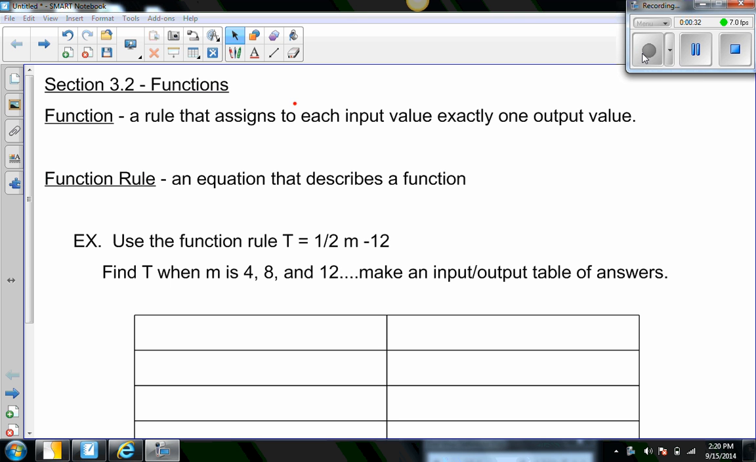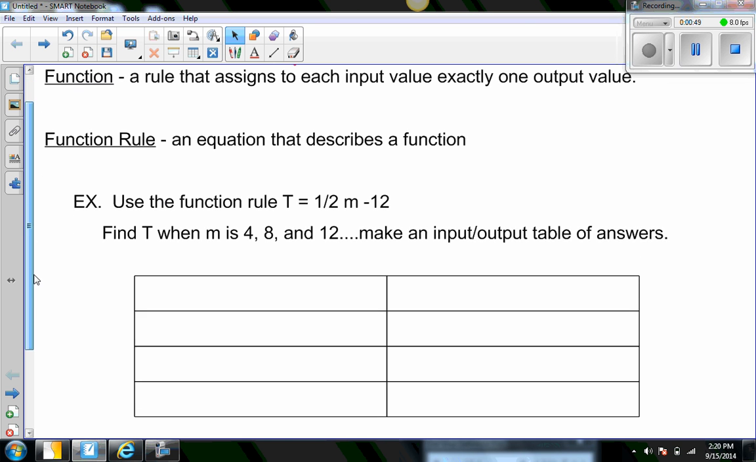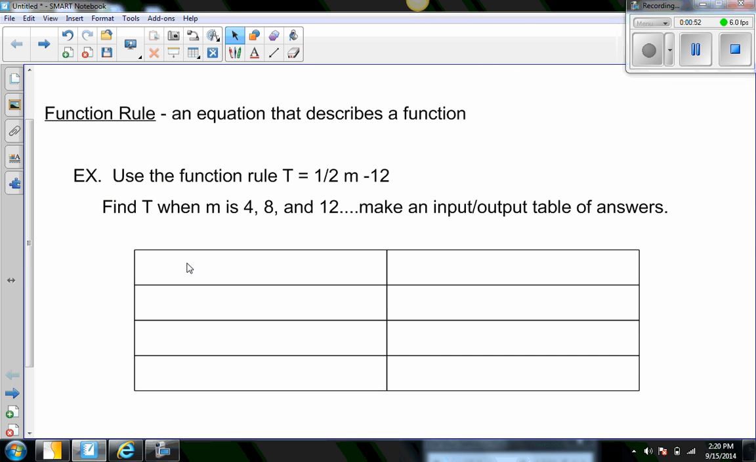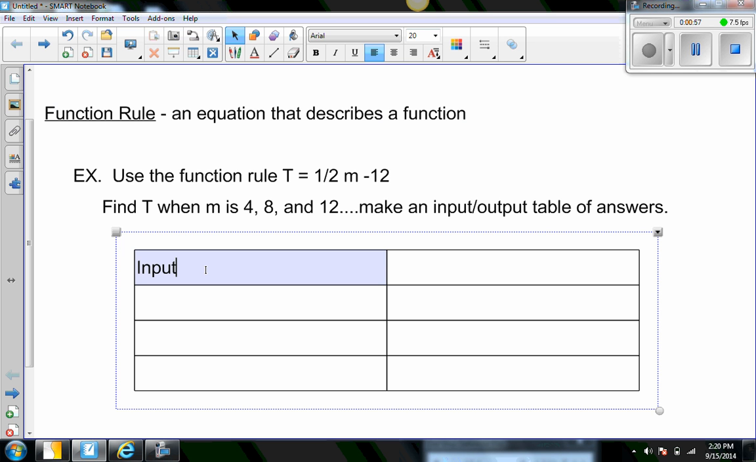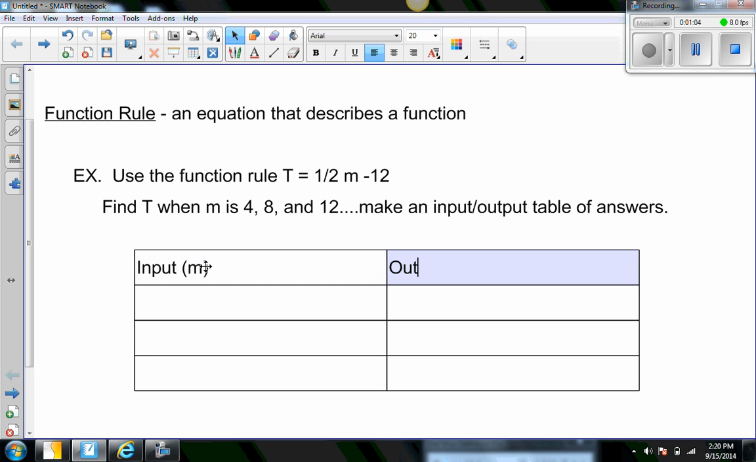A function rule is an equation that describes a function. And so here in my example, I have a function rule. It says use the function rule t equals 1/2 m minus 12. And then it says find t when m is 4, 8, and 12. And I'm going to make an input-output table for my answers. So I'm going to call this my input. So in other words, that's my m. And I'm going to call the other one my output, which is my t.